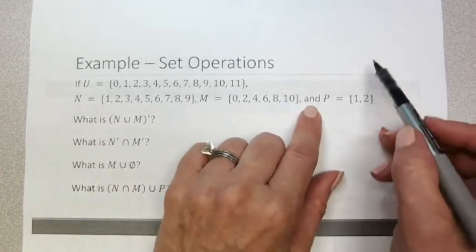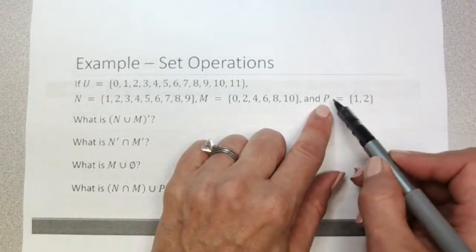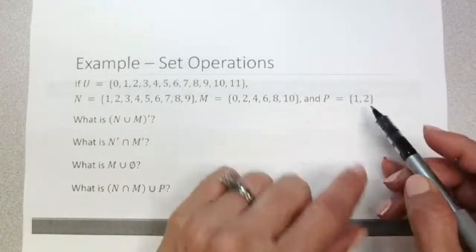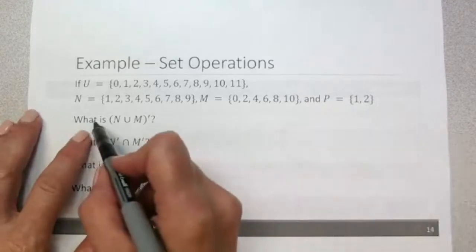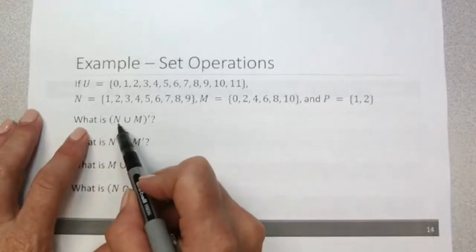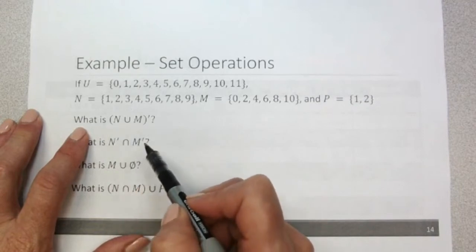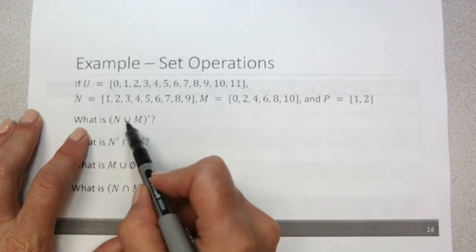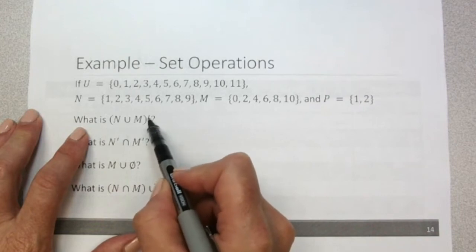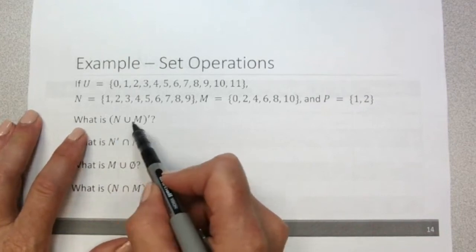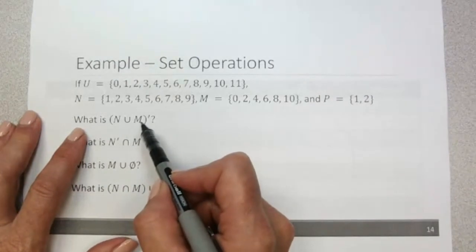And we're going to add a third set here, set p, and we're going to define that set as having the elements 1 and 2 in it. All right, so our first example here says, what is, we have two things going on here, so we have to think about order of operations, right? So what we're looking for here is the complement of the union of sets n and m.